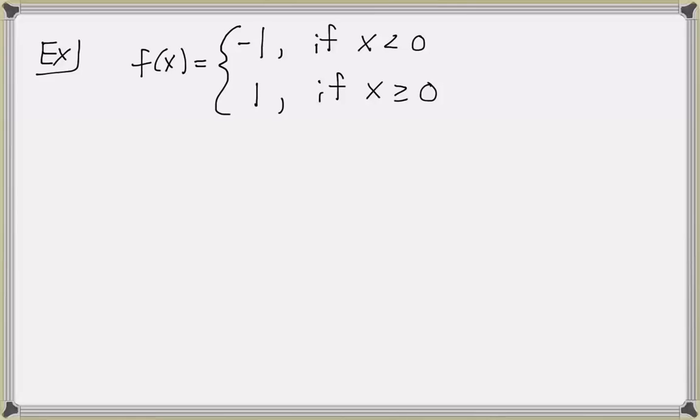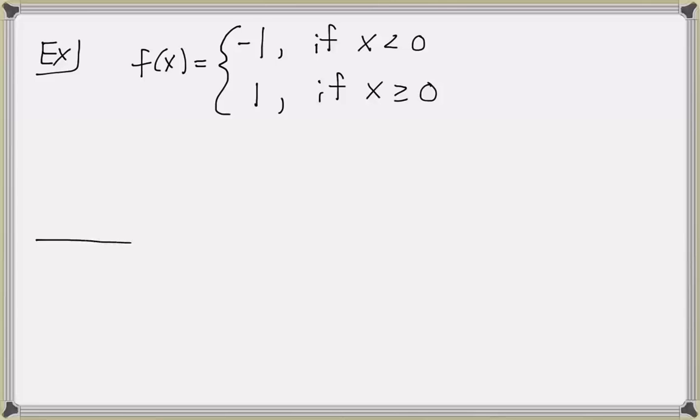Now let's consider a couple of special cases where the limit as x approaches a can't be given an answer. We would say the limit does not exist. So consider the piecewise defined function f of x, which is going to equal -1 if I plug in x less than 0. And if I plug in a non-negative value for x, then the function f of x will equal 1. So this function only takes on two values.